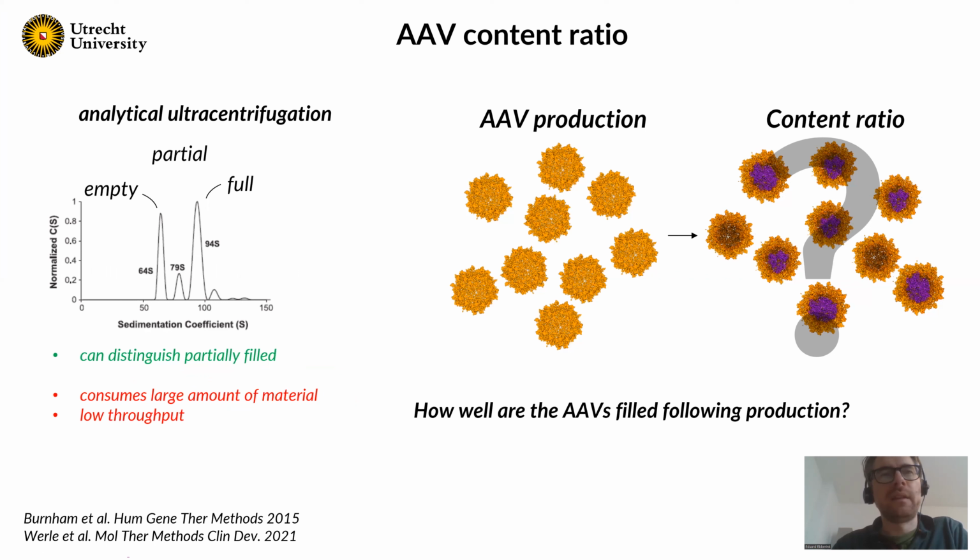At the moment, the gold standard for assessing this question is analytical ultracentrifugation. Thereby you can nicely separate your empty particles and your filled particles, and you can even distinguish some particles that might be partially filled, so only contain half or some part of the transgene. But unfortunately, this technique requires quite some material, and also a lot of time. It is quite laborious, so it's not really fit for a high-throughput method.